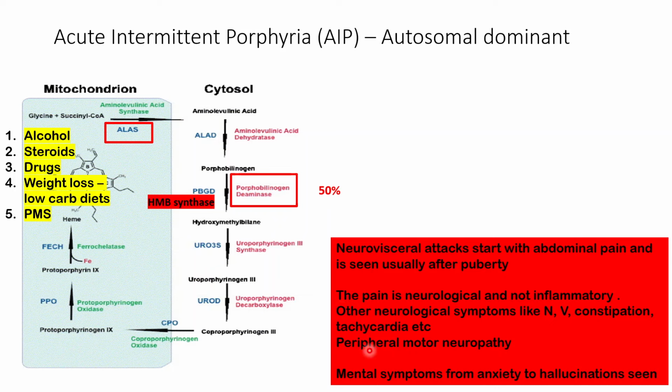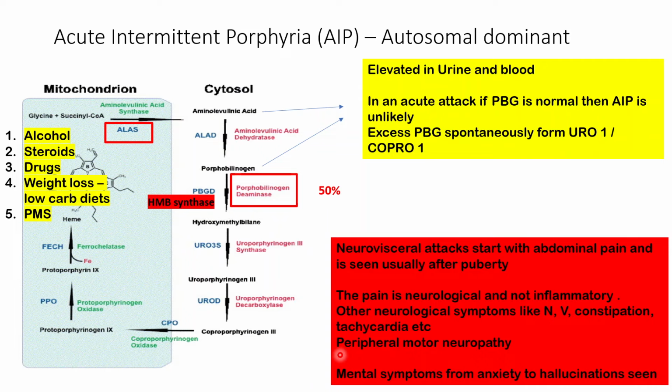Peripheral motor neuropathy also is seen. Again, we have explained this, it occurs because of increased concentration of PBG and ALA. And mental symptoms range from anxiety to hallucinations. Now we will have an increase in aminolevulinic acid or ALA, and an increase in PBG; both are elevated in urine.